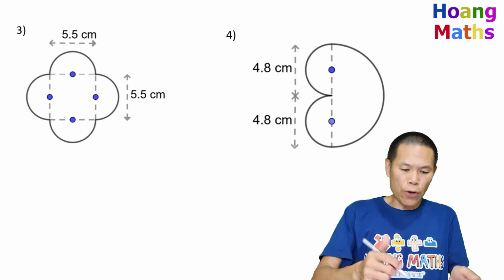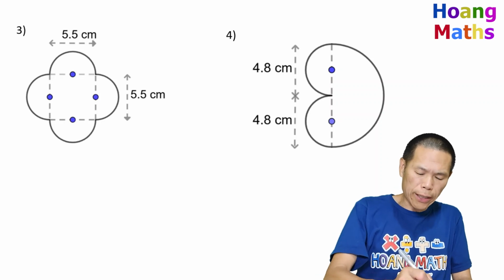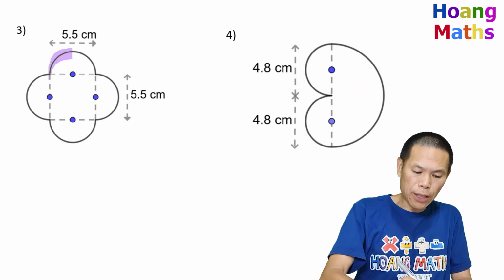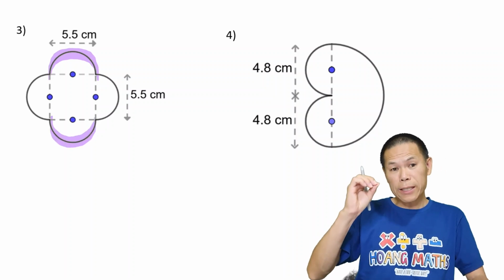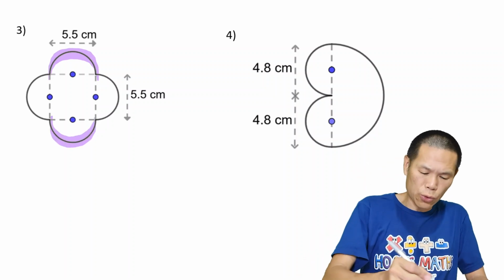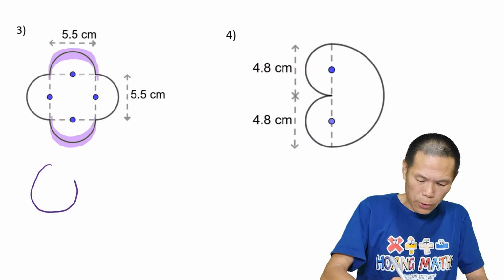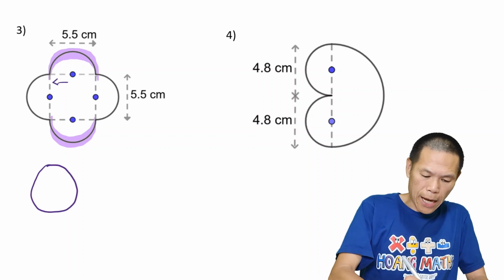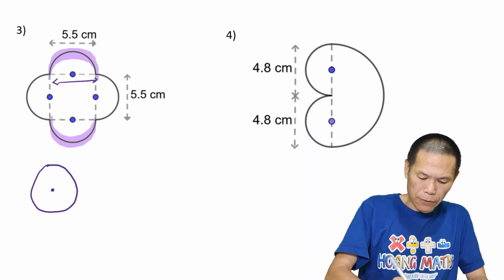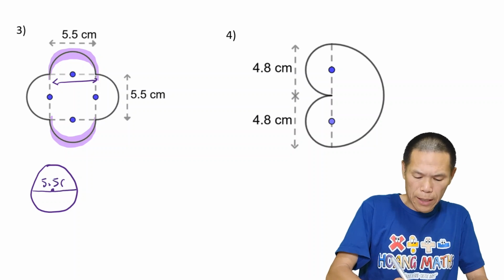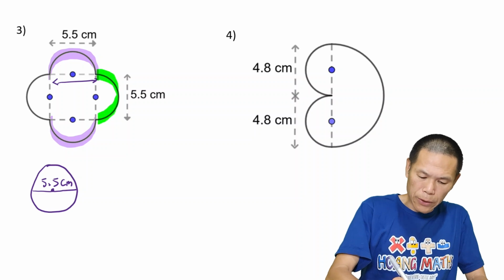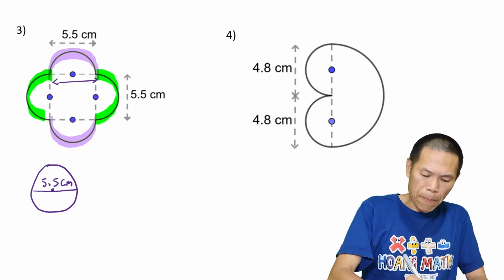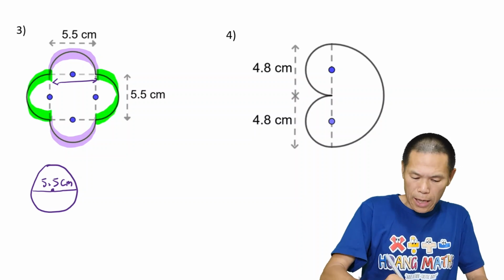So first of all, for number 3, we know that this half of circle and this half of circle combined give us the whole circle. Let me just draw this out. So this whole circle here, and we have the diameter is 5.5 centimeters. And we have this half of circle here, and this half combined will give us another circle.